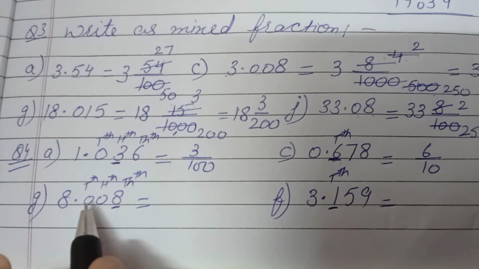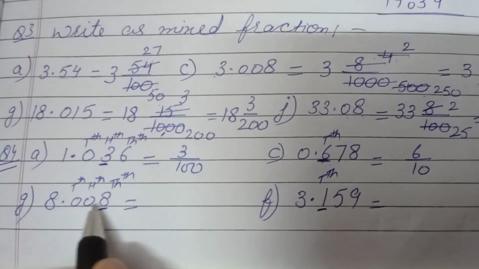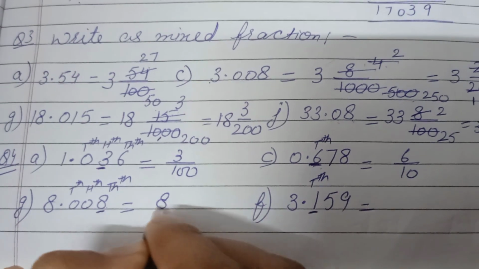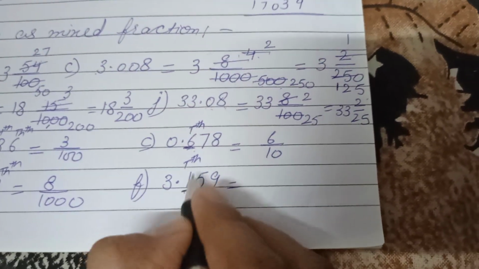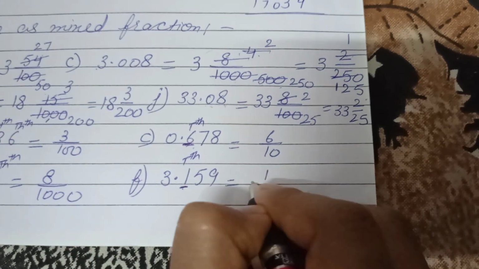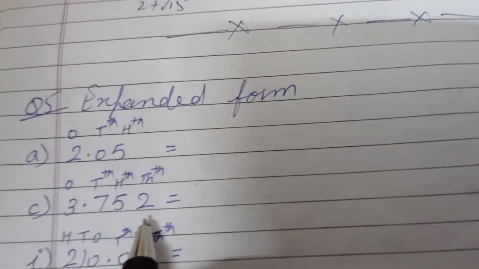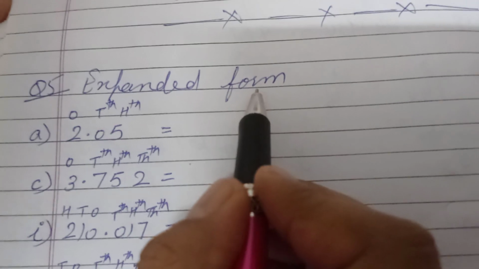Now the next question. What is the place value of 8? Tenths, hundredths and thousandths. So it will be written as 8 over 1000. What is the place value of 1? That is tenths. So it will be written 1 over 10. Fifth question: write in expanded form.